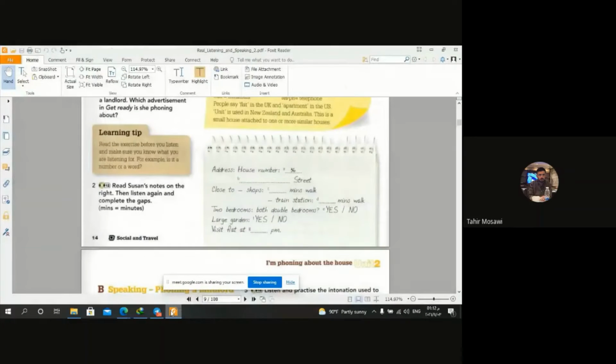Yes, Zainab, hello. Yes, doctor. 10 minutes. Okay. It is 10 minutes: 5 minutes to the shops and 5 minutes walk to the train stations. Yes, thank you, Zainab. The bedrooms, there are 2 bedrooms, and do they both fit for 2 beds?